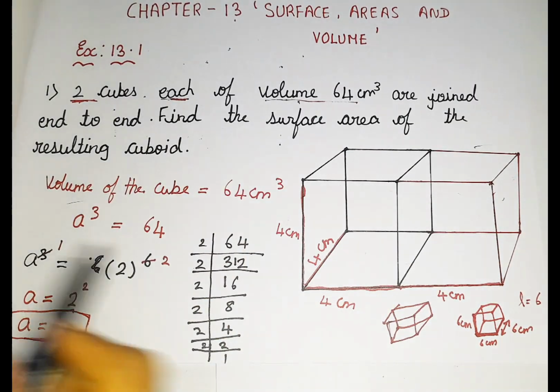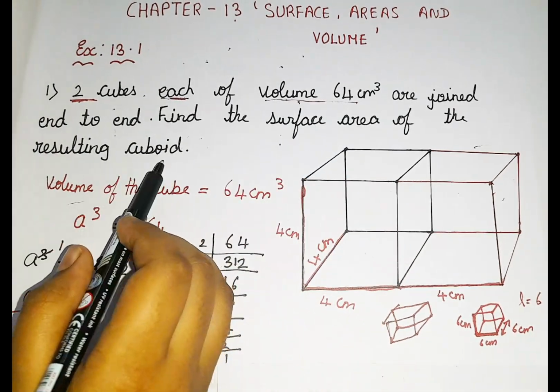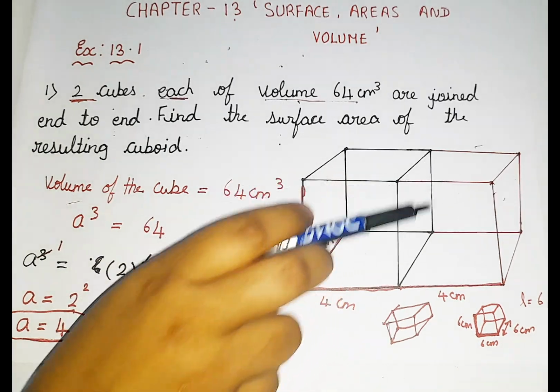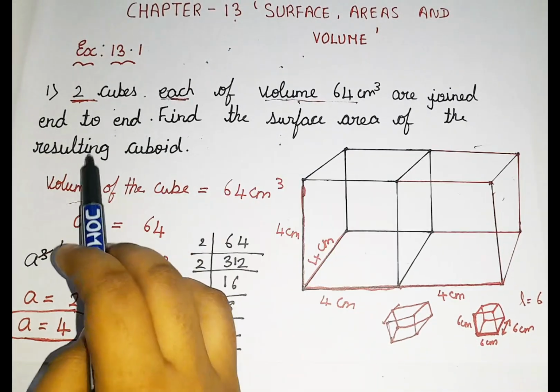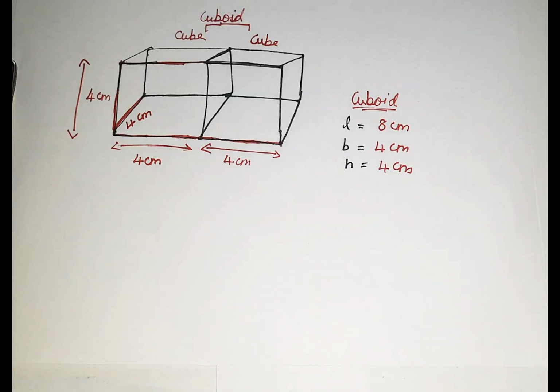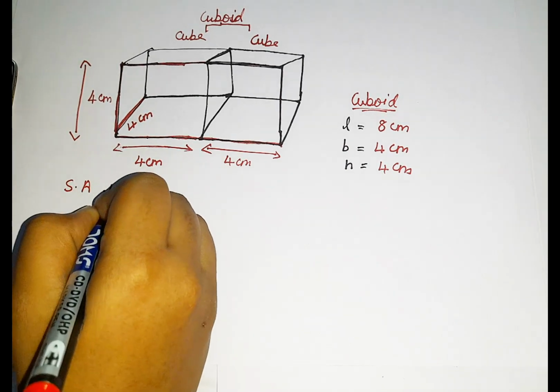Actually we are supposed to find the surface area of the resulting cuboid. So now we got a cuboid, am I right? After drawing one more cube, I got a cuboid. That is the meaning of resulting cuboid. So I am supposed to find the surface area of the resulting cuboid. So let me write surface area of cuboid.